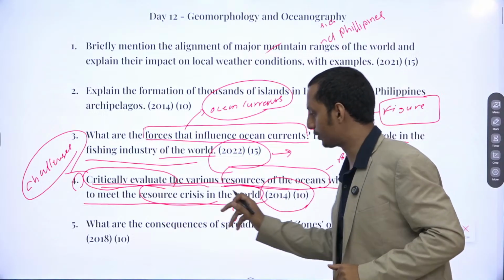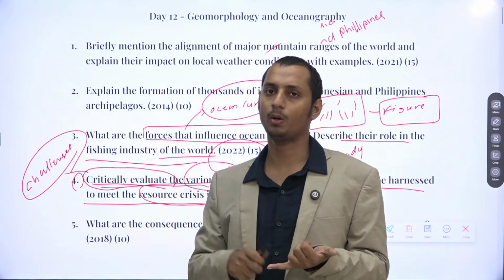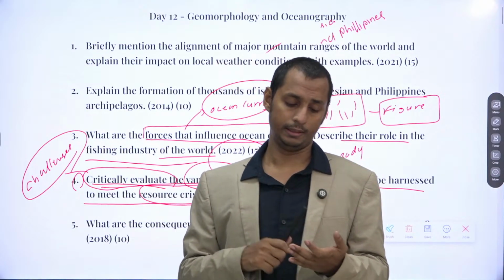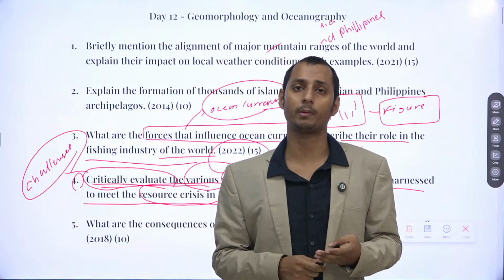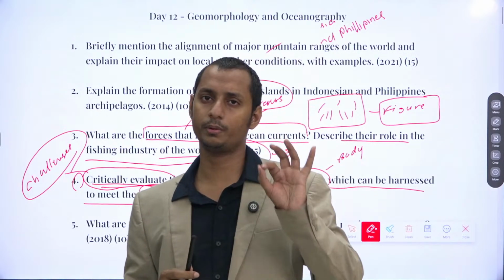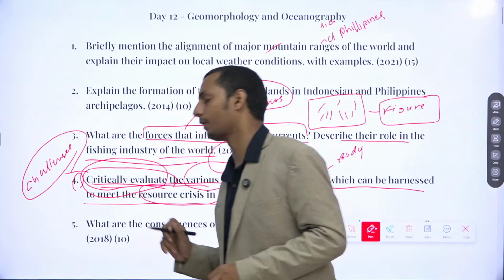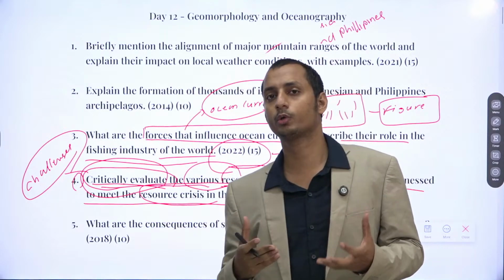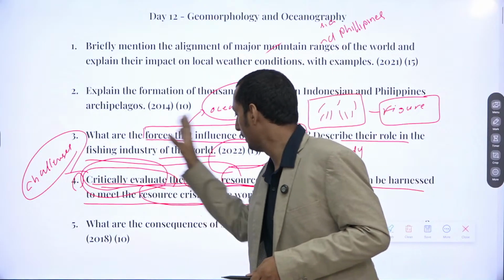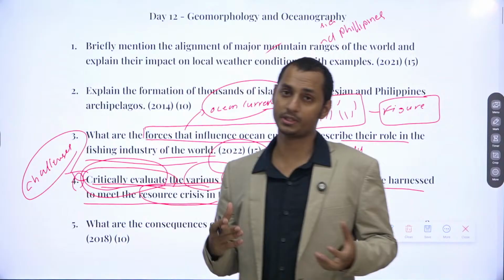Now mention the various resources. Now various resources can be anything, right? It can be oil, it can be fishing, it can be seagrass, it can be the polymetallic nodules. Try to mention all these, at least 7 to 8 points you need to mention. And after that, since the directive is critically evaluate, what do you need to do? You need to mention what are the challenges in the extraction of these resources. So you have to mention the challenges associated with the same.